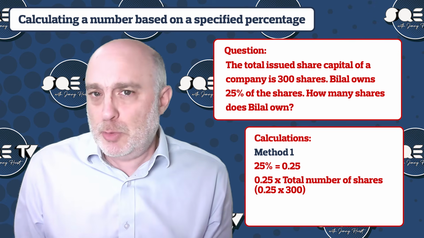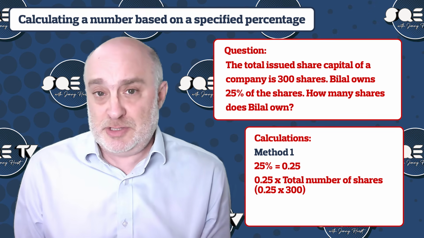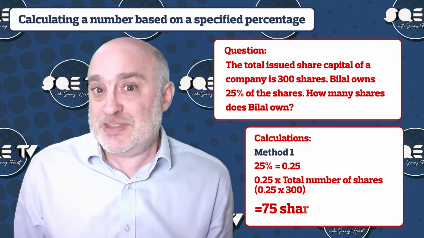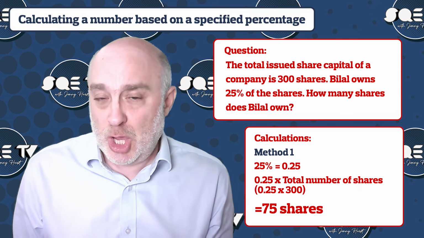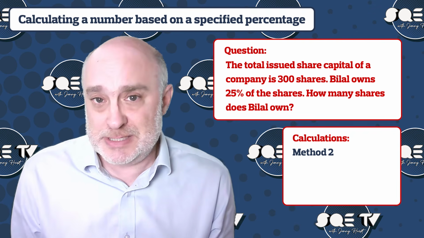Well, it's simply 0.25 multiplied by the total number of shares that there are in the company, because he owns 25% of them, and that ends up with a number of 75. So that's the total number of shares that Bilal owns in the company. The alternative way to do that is to punch in the following numbers into the calculator.